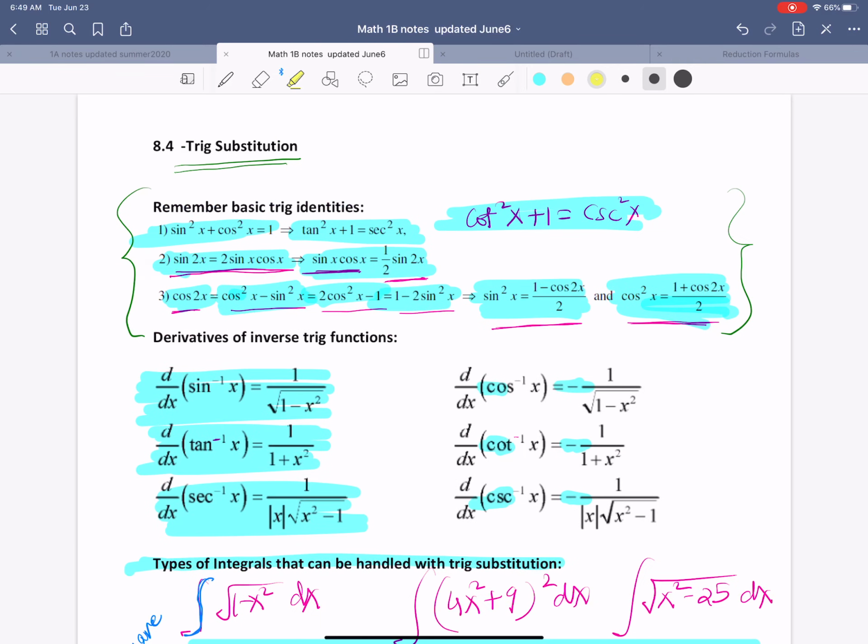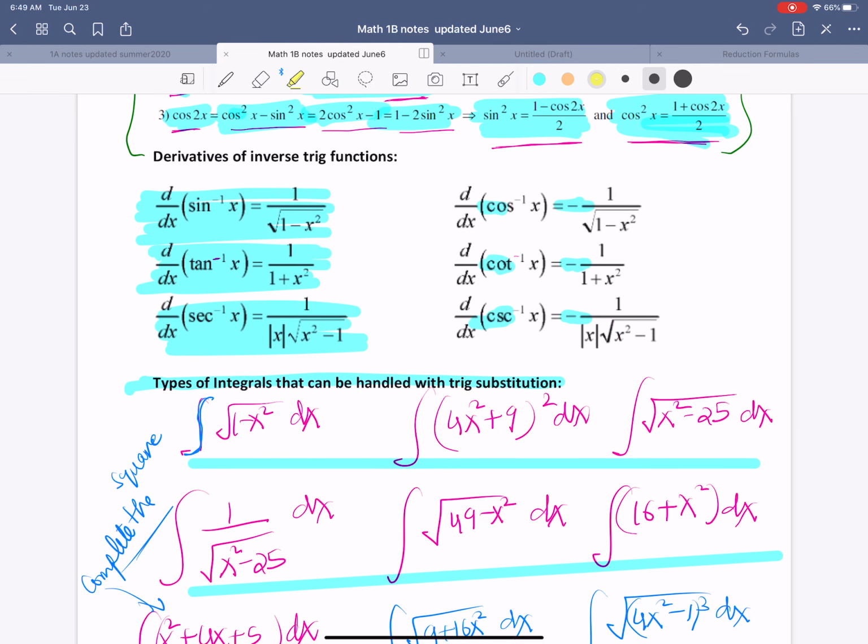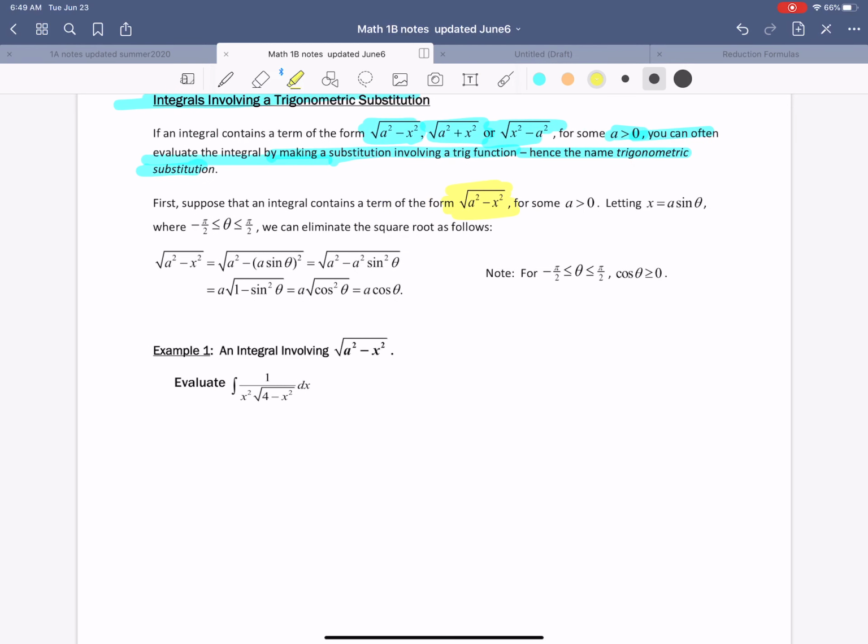First, we are only going to focus on square root of a squared minus x squared. Again, if you look at the back integral formulas, x squared is in the sine inverse formula. Square root of 1 minus x squared is in the sine inverse formula. So if you ever see square root of a squared minus x squared, where a is greater than 0, we're going to let x be a sine theta, where theta lies between negative pi over 2 and positive pi over 2.